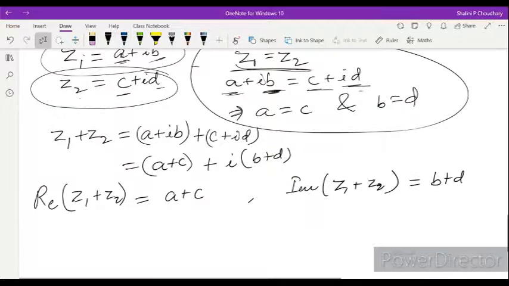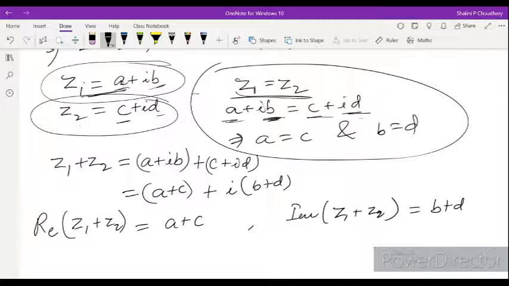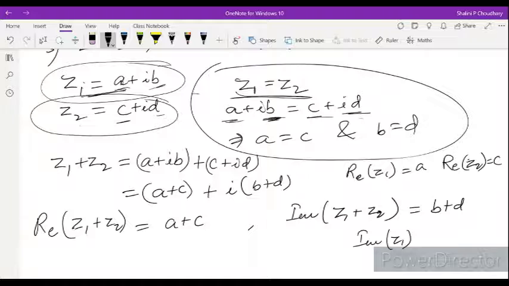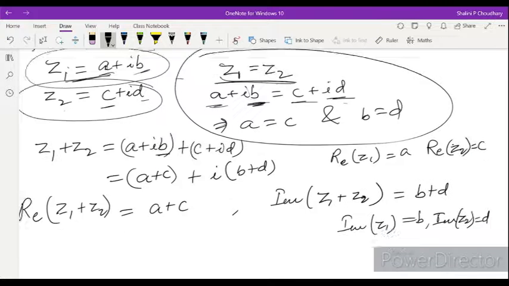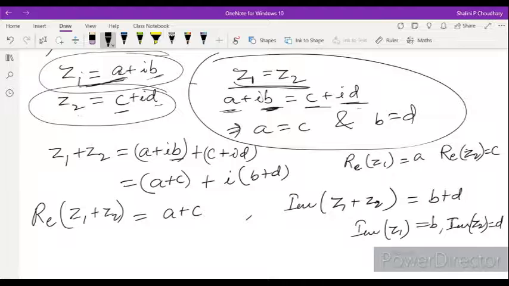And what is a? You can see a is the real part of z1, so real part of z1 is a and real part of z2 is c. Similarly, imaginary part of z1 is b and imaginary part of z2 is d. So basically, real part of z1 is a and real part of z2 is c, imaginary part of z1 is b and imaginary part of z2 is d.